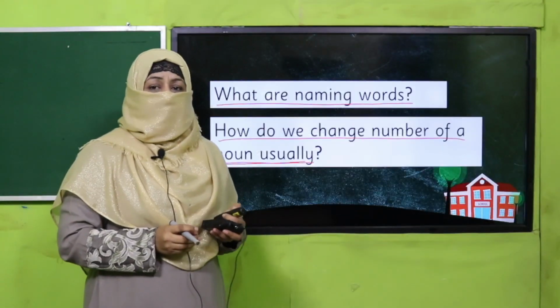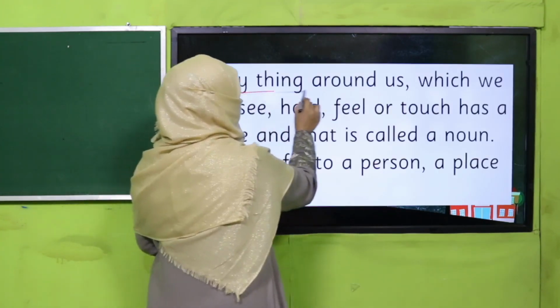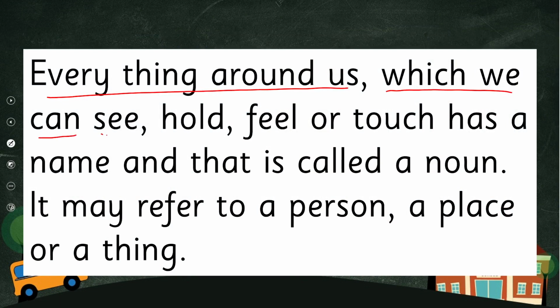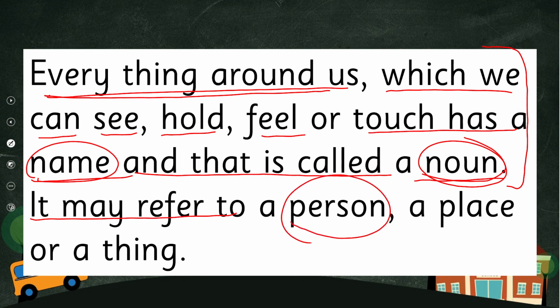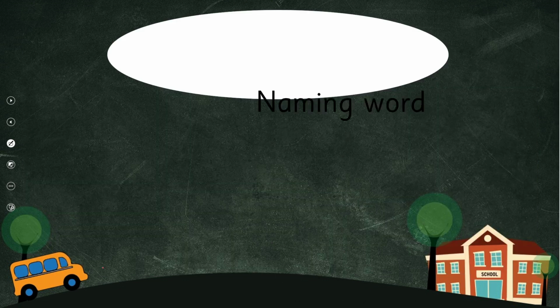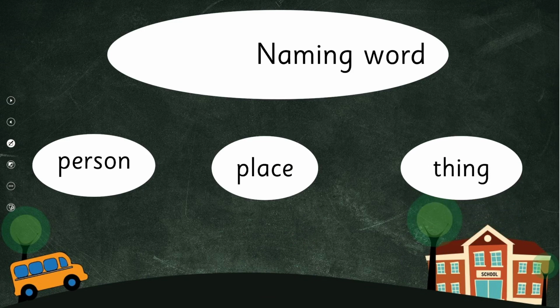Yes, my dear students, I hope you remember naming words. What are naming words? Everything around us which we can see, hold, feel or touch has a name, and that is called a noun, a naming word. So this is the definition of noun. Everything around us has a name, and that is called a noun. It may refer to a person, place or thing, right?